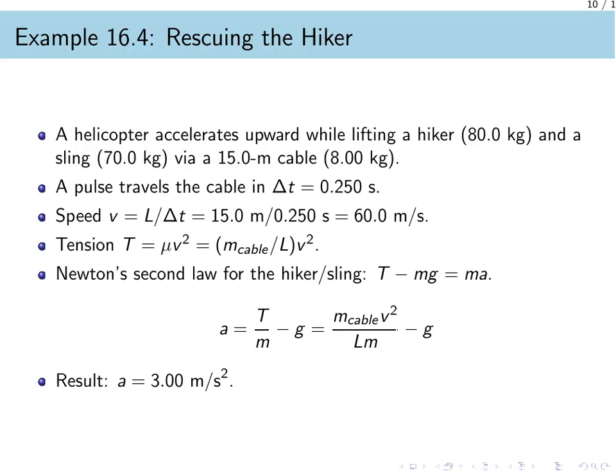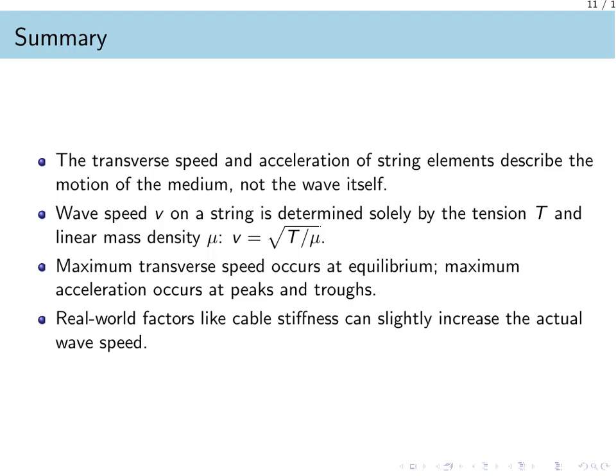per second squared. To summarize, it is vital to distinguish between the motion of the medium and the motion of the wave. The transverse speed and acceleration describe how the string elements move up and down, whereas the wave speed describes how the disturbance moves horizontally. The wave speed is determined solely by the tension and the linear mass density.